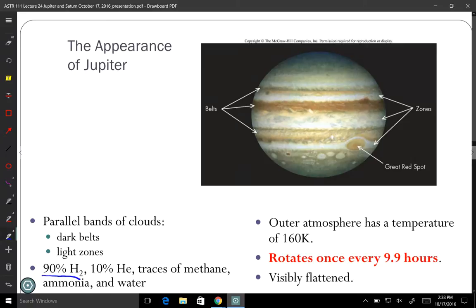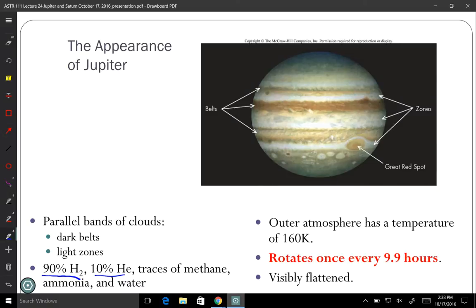The composition of gases: 90% hydrogen, 10% helium. So mostly hydrogen gas in the atmosphere, with trace amounts otherwise. How do we know these numbers? Well, we look at the spectra, because the absorption spectrum of each gas is unique. Scientists did that and came up with these ratios, and some water.